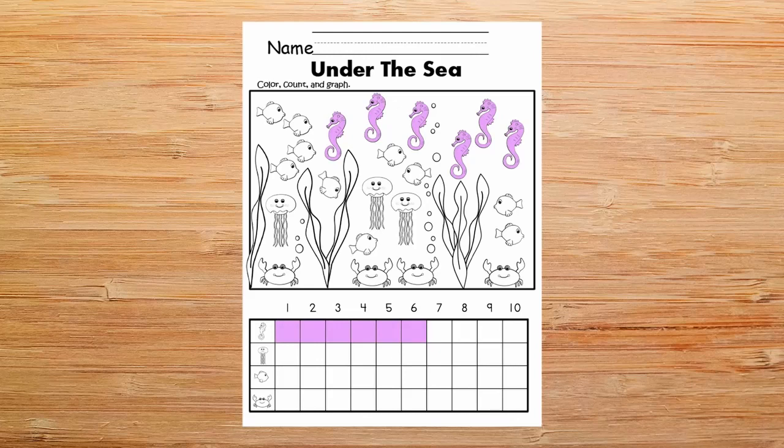Yes, I did. Now the next picture we need to look for is the jellyfish. Let's color them all in now. And now that we've finished coloring them in, let's count them. 1, 2, 3. So we only need to color in 3 squares next to the jellyfish. Did I do that correctly? Easy peasy. Well done.